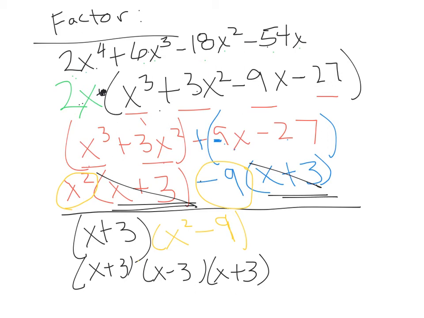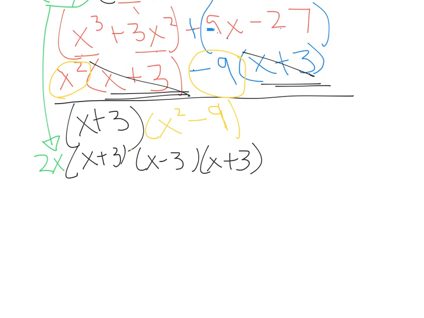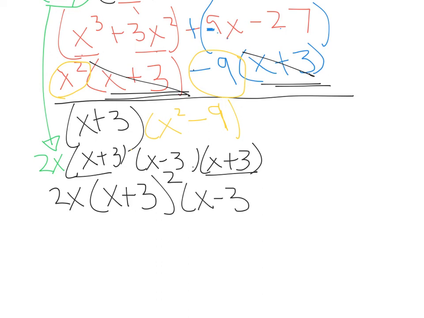The other thing that we don't want to forget about is that we factored out a 2x in the first step, and that guy cannot just disappear, so he goes out front. Now, we're going to go ahead and write this a little bit more neatly. We want the 2x. We have x plus 3. But we have x plus 3 as a factor twice, so we're just going to write that squared. And then we have x minus 3. And this is the factored form of that polynomial.